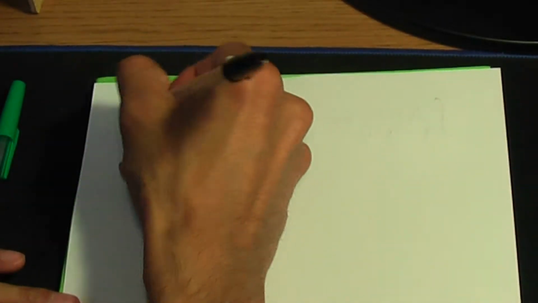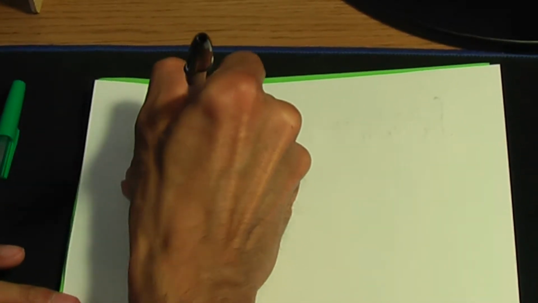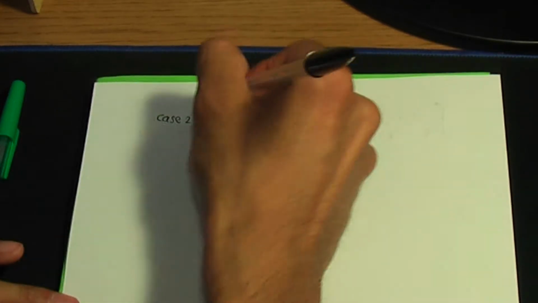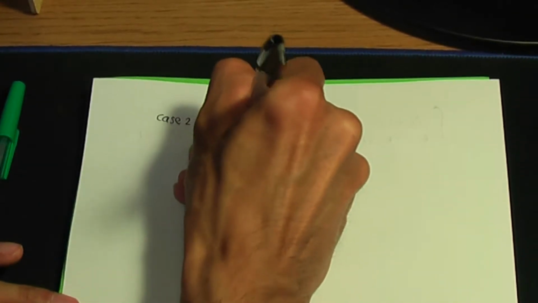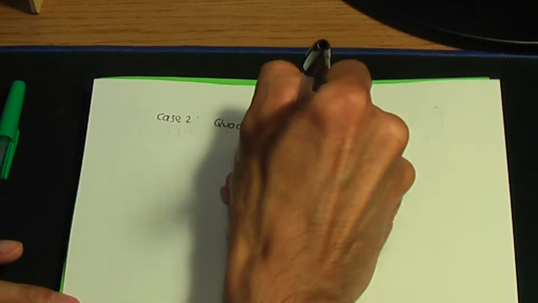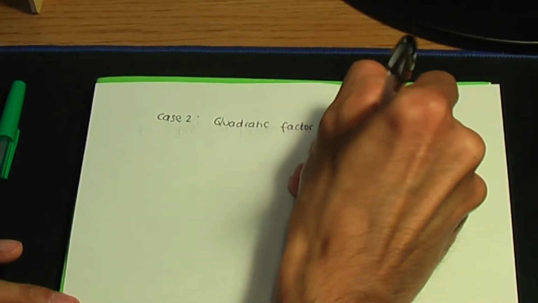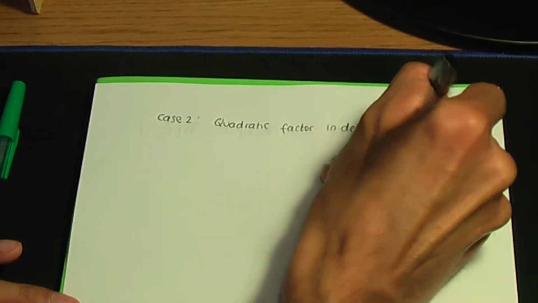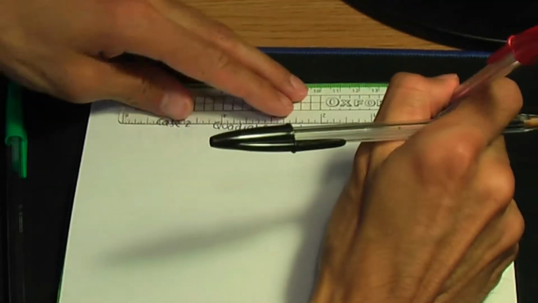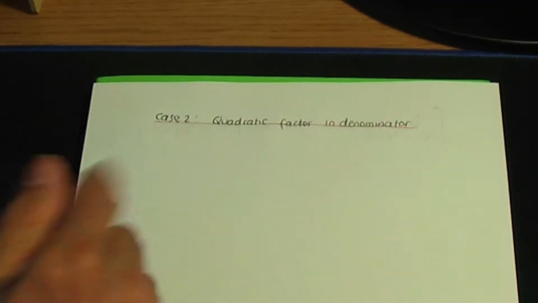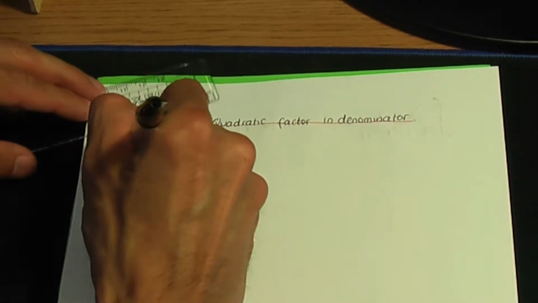In this video I'm going to explain another case for partial fractions. I'm going to call this case number 2. Case number 2 is whereby you have a quadratic factor appearing in the denominator. So if you have a quadratic factor appearing in your denominator, this is what case number 2 is about. So let me underline this.